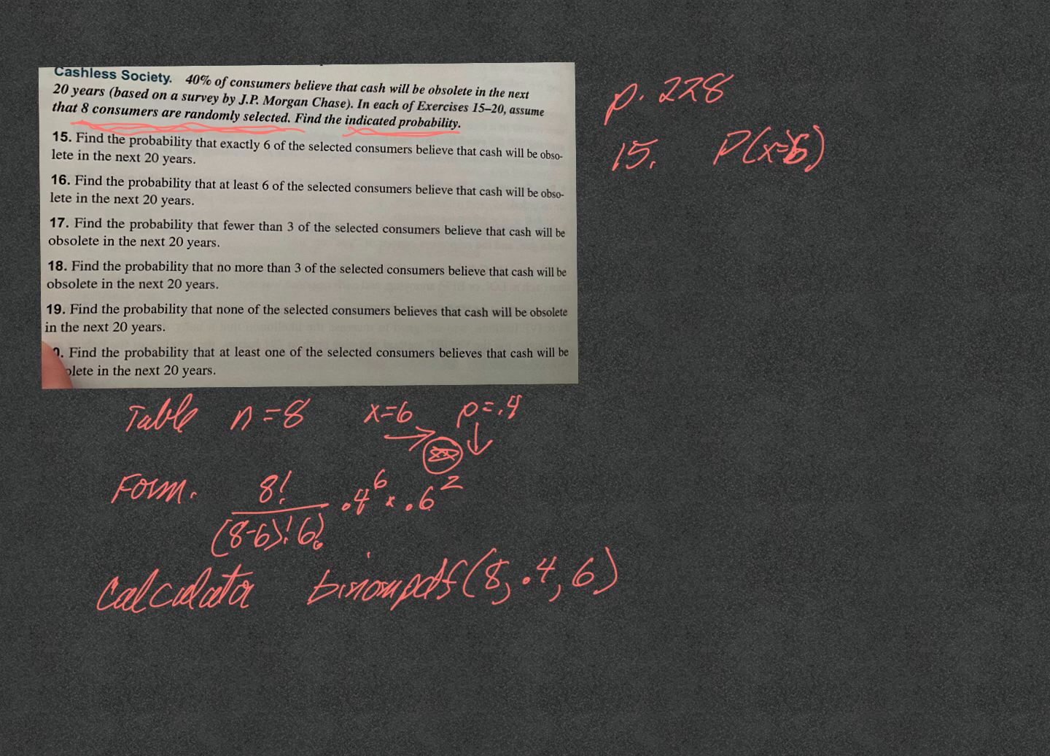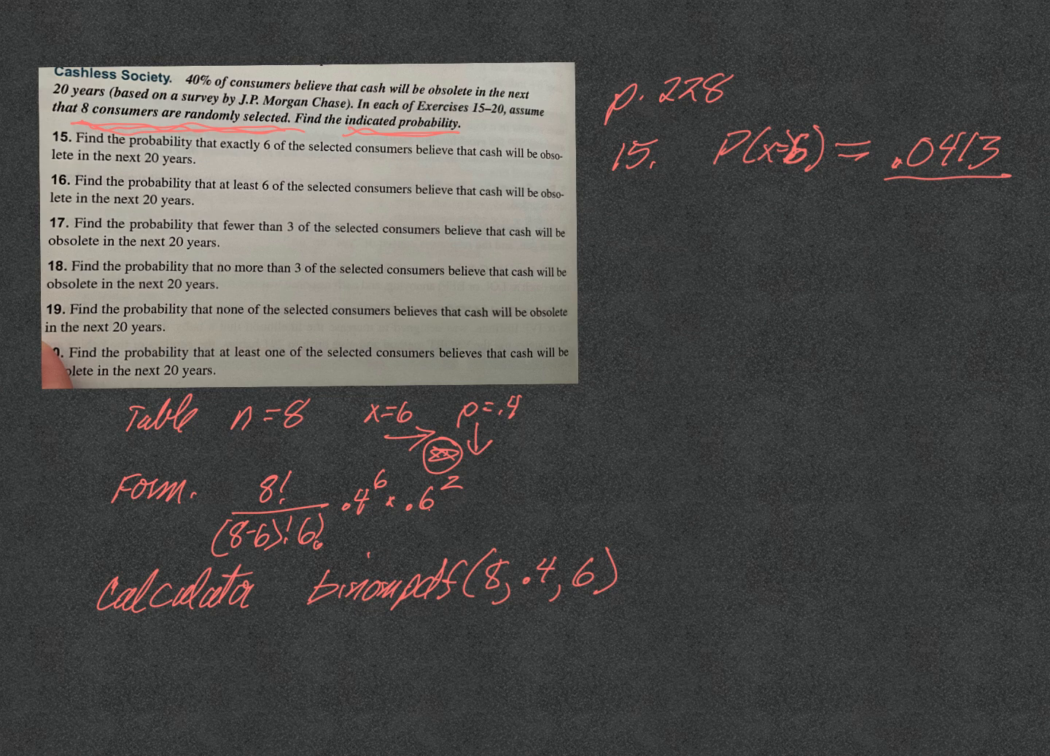And however you did it, you should have got that the probability was equal to 0.0413 if you round it off. All right? Fair enough? So about a 4% chance of 6 of the customers believing cash will be obsolete. All right?